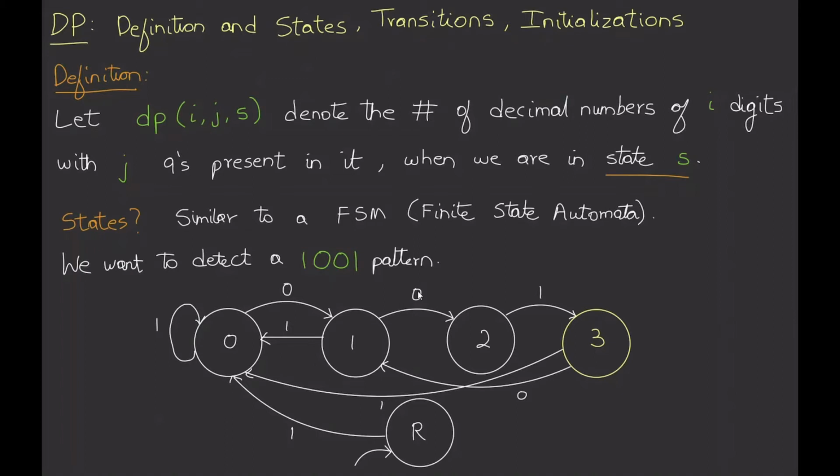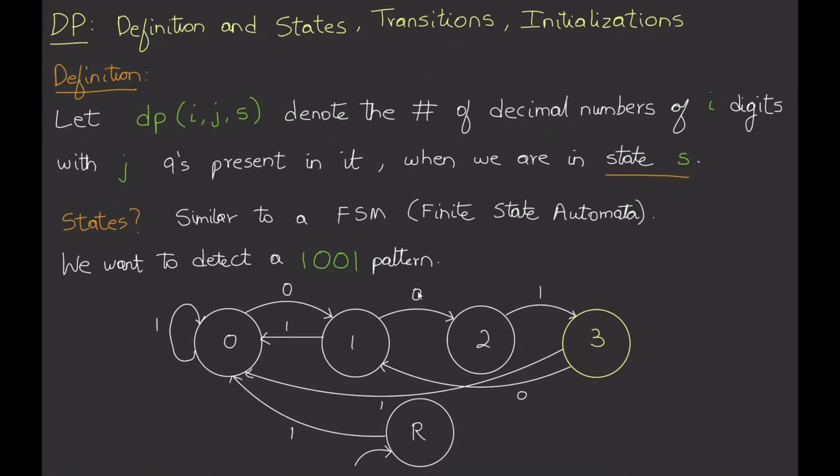So essentially in our solution we will be computing the values of DP[i][j][S], which denotes the number of decimal numbers with i number of digits and j number of nines present in it. Okay, so DP[i][j][S] is going to essentially calculate this value. I'll repeat: the number of decimal numbers of i digits with j number of nines in it. And this S denotes the kind of state we are currently in. So now let us see what we mean by the state.